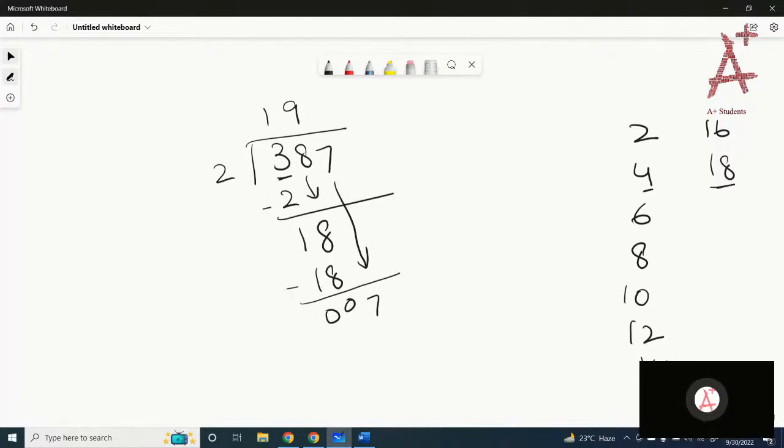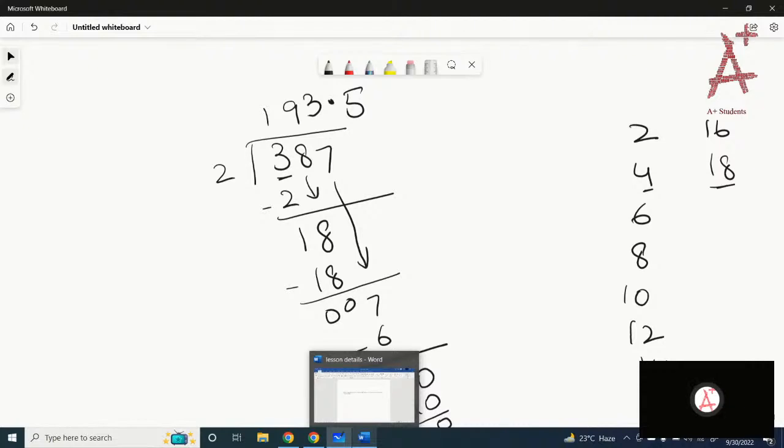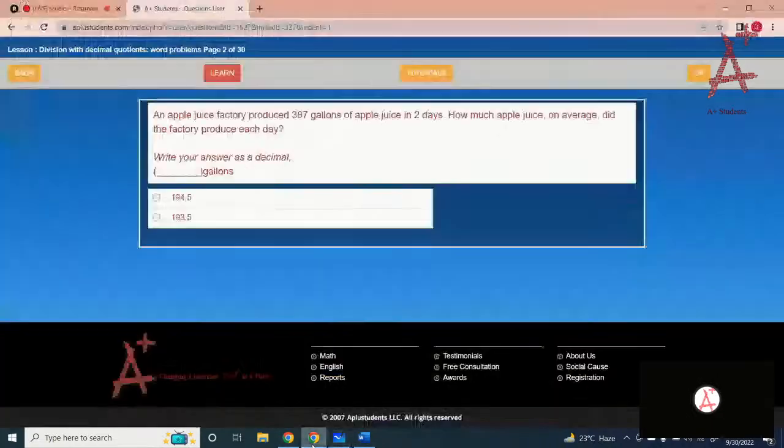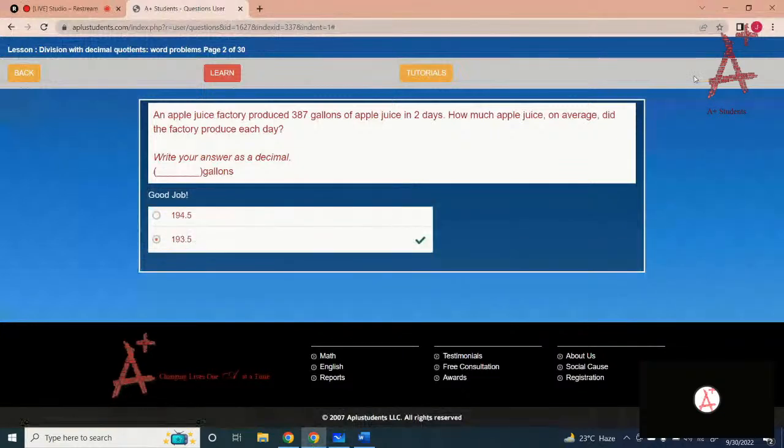Now you have to count a table of 2 until you get 7 or a number that is less than 7. So 2 times 3 is 6 and 7 subtract 6 is 1. You have the remainder 1. You can put a decimal point over here and a 0 over here. Now you have to count the table of 2 until you get to 10. So 2 times 5 is 10. Got it? So 10 subtract 10 is 0. That means the correct option is 193.5. So just select the correct option and click on the OK button. Got it?